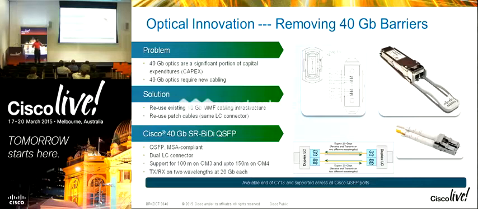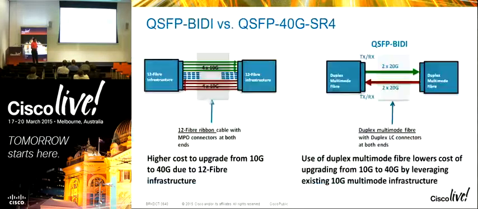The only thing is the BiDi connectivity needs to happen on both sides, because when you're sending the signal, you need to have a receiving signal as well, right? So the BiDi optics are actually cheaper than the regular QSFP 40 gig connectors.